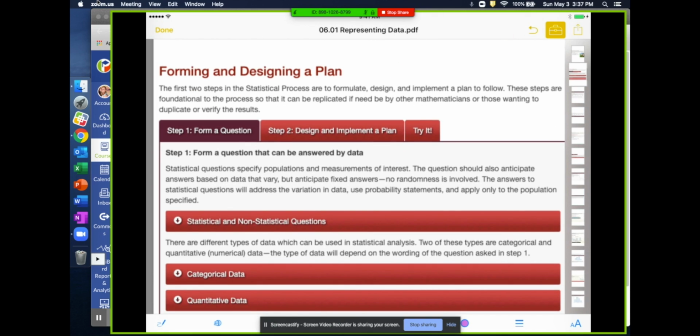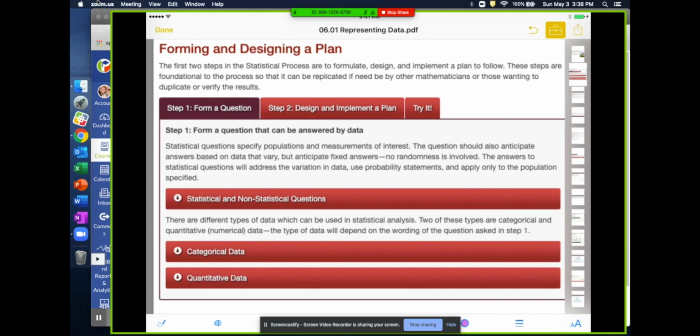So step 1, forming and designing a plan. The first 2 steps in the statistical process are to formulate, design, and implement a plan to follow. The steps are foundational to the process, so it can be replicated if needed by other mathematicians or those wanting to duplicate or verify the results. So a lot of times there's people who do the same studies or data collecting over and over again, and they try to make it better each time that they do it.